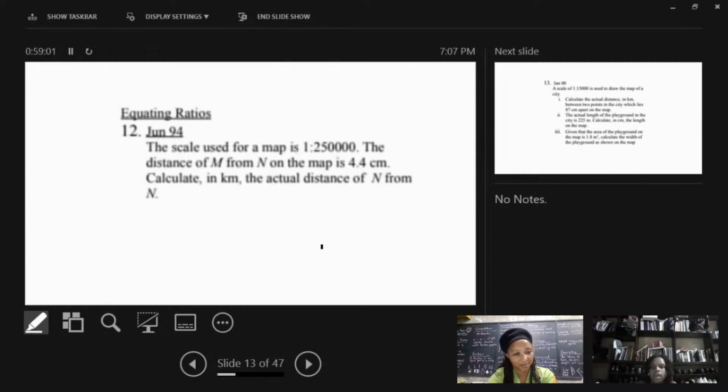Number 12. The scale used for a map is 1 to 250,000. The distance of M from N on the map is 4.4 centimeters. Calculate in kilometers the actual distance of N from M.